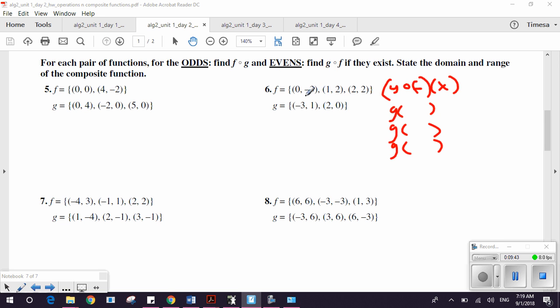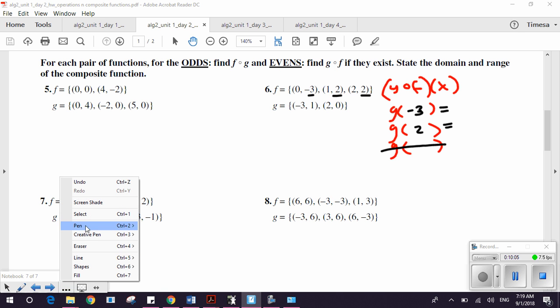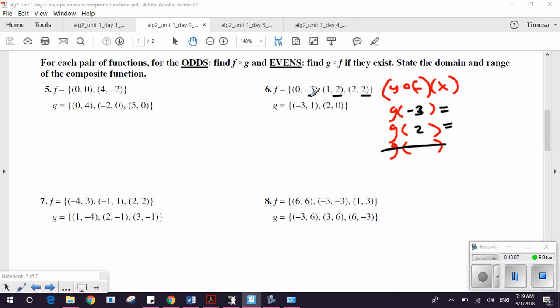So when I look at f, I have a negative 3, a 2, and a 2. So essentially it's just negative 3 and 2. We don't need this extra one here. Now I'm going to find the value of g when x is negative 3, and I'm going to find the value of g when x is 2. So when x is negative 3, g is equal to 1. When x is 2, g is equal to 0.